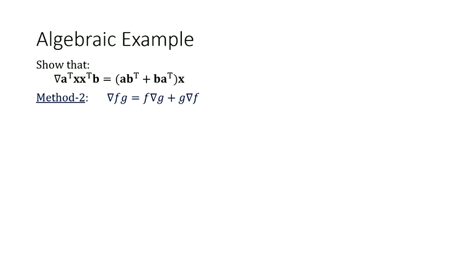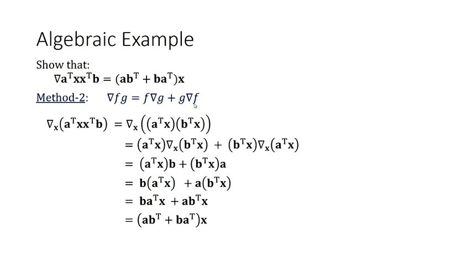The other way to do this would be to use this. This is the derivative of the product of two functions: first function times the derivative of the second plus second function times the derivative of the first. So I group them as before, and so it's the product of two functions. What's the derivative of B transpose X? B. What's the derivative of A transpose X? A.